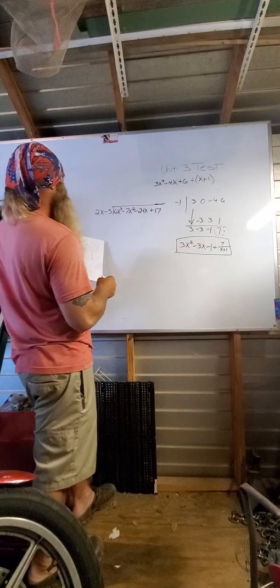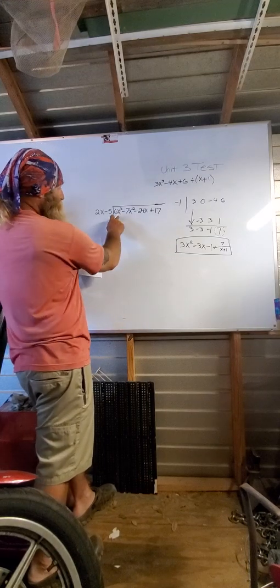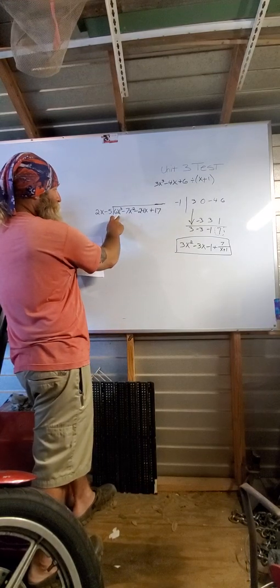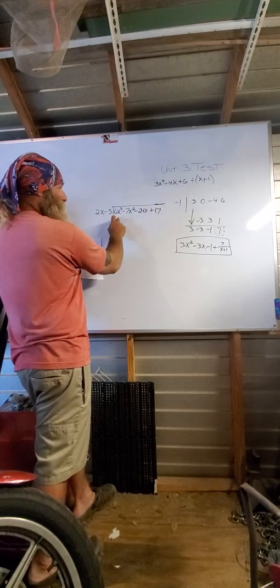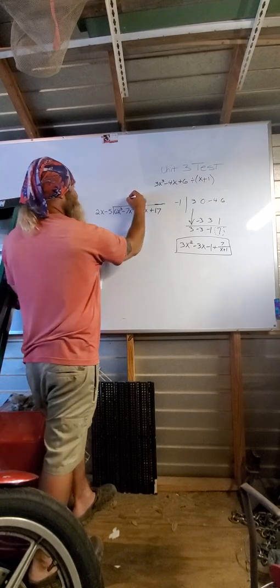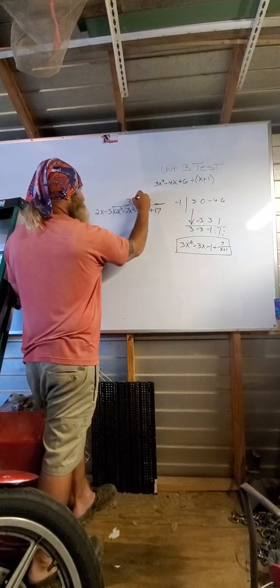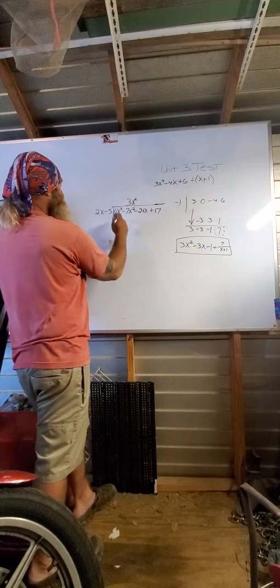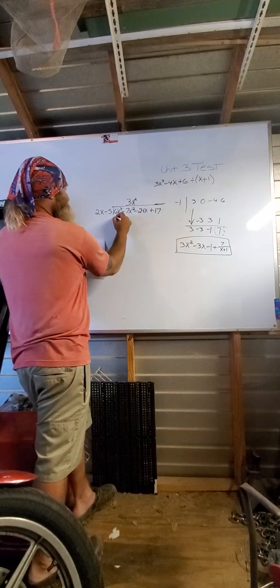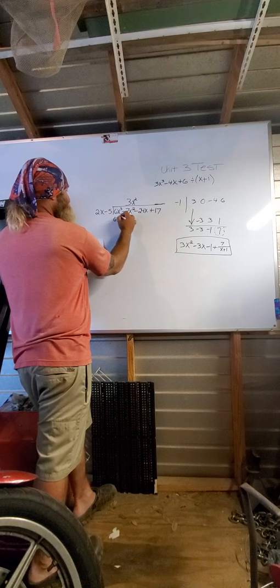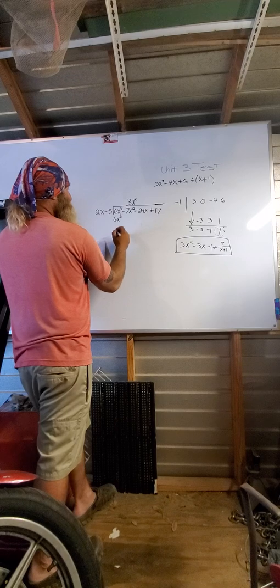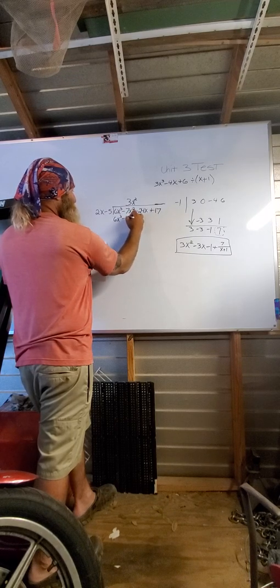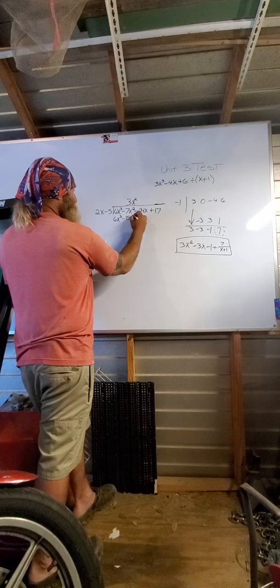And the first thing we're going to do is try to get rid of this 6x cubed. So over here, what times 2x is going to give us 6x cubed? We're going to put a 3x squared. 3x squared times 2x is going to give us a 6x cubed. 3x squared times a negative 5 will give us a negative 15x squared.